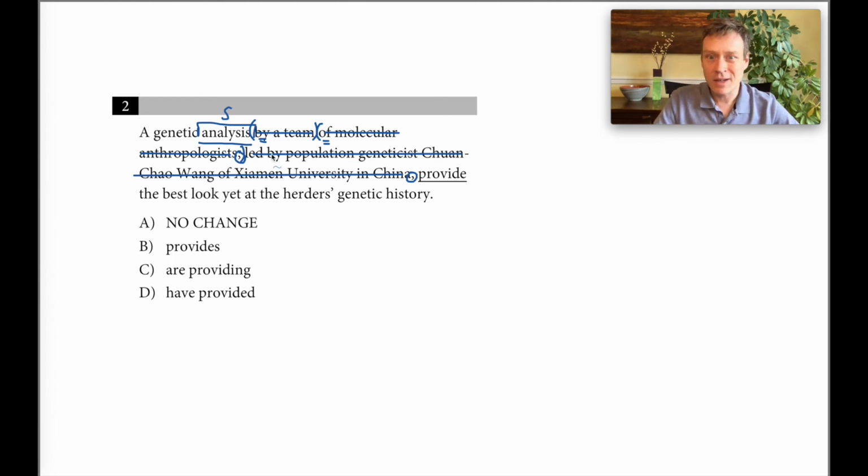So analysis is singular, and so again, I'll put the subject right next to the verb. Would you say an analysis provide or an analysis provides? Hopefully, again, your ear will tell you that provides is the right answer. It's going to be choice B.